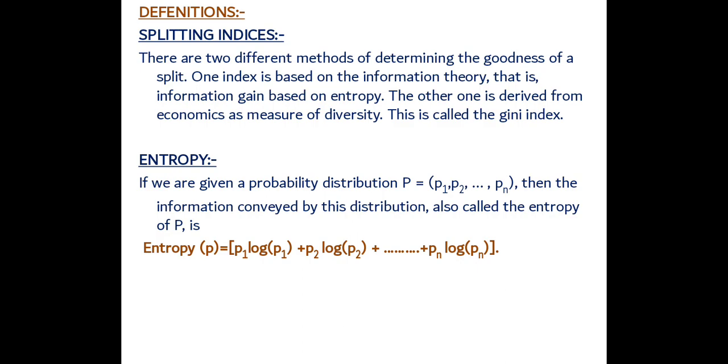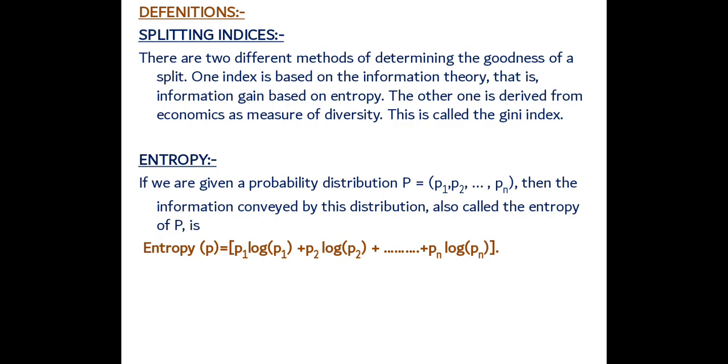There are two different methods of determining the goodness of the split. One index is based on information theory, that is information gain based on entropy. The other one is derived from economics as a measure of diversity. This is called the Gini index. You can call it Gini or Gini index. Next we can look into the definition of entropy.